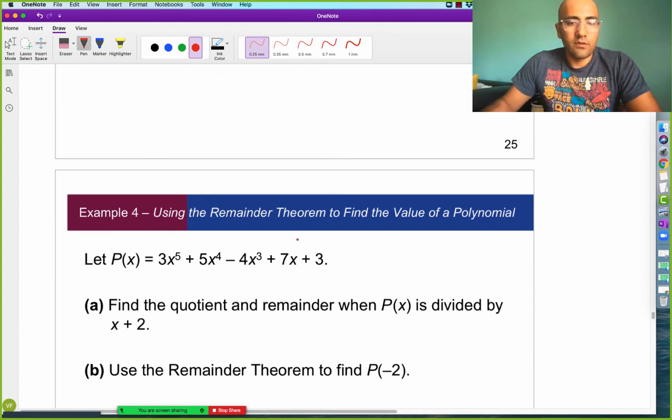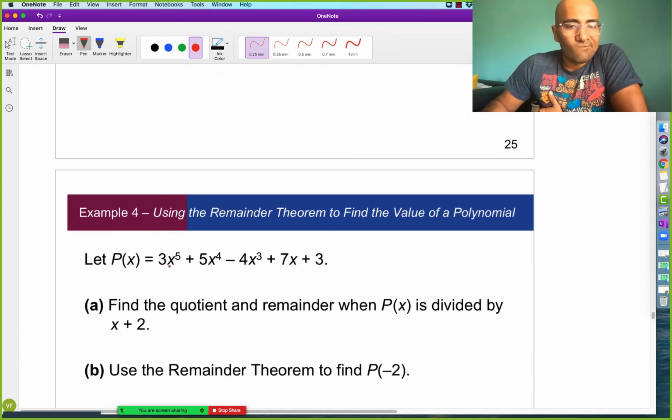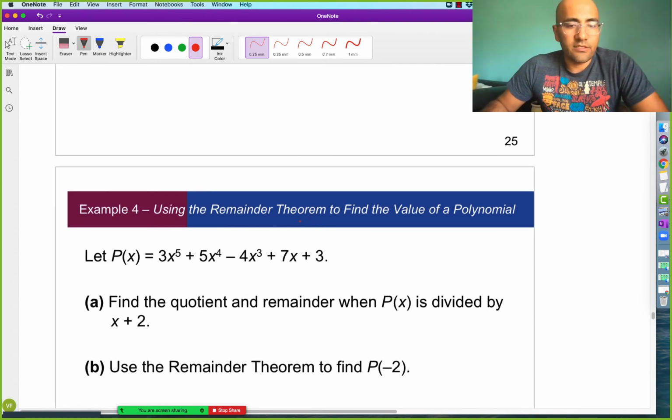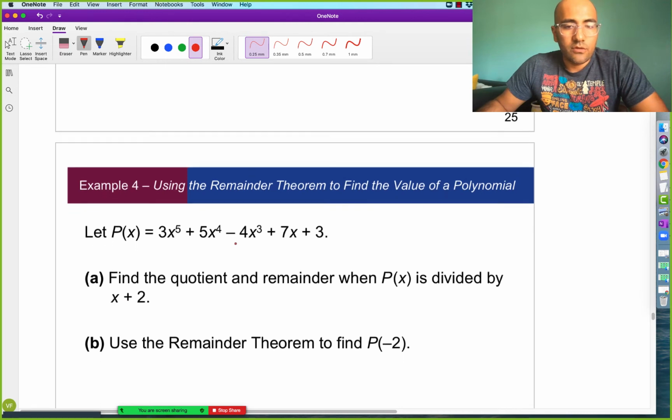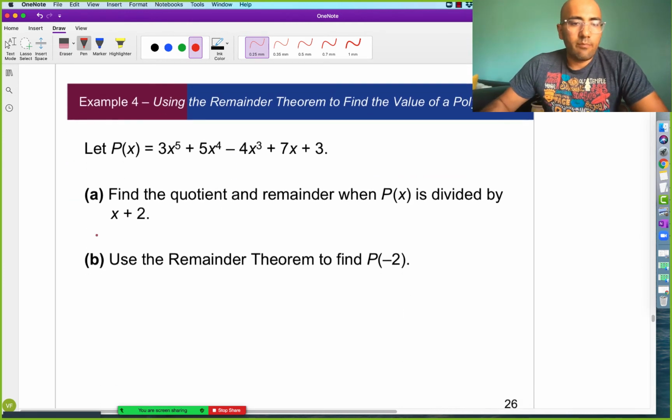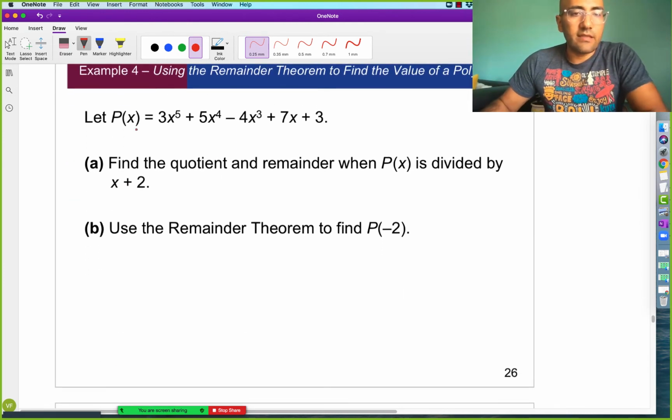So, for example, let's say we have this guy right here: 3x to the 5th power plus 5x to the 4th power minus 4x to the 3rd plus 7x plus 3. Find the quotient and remainder of the polynomial when the polynomial is divided by x plus 2. Okay, so part A is asking us to divide this thing.